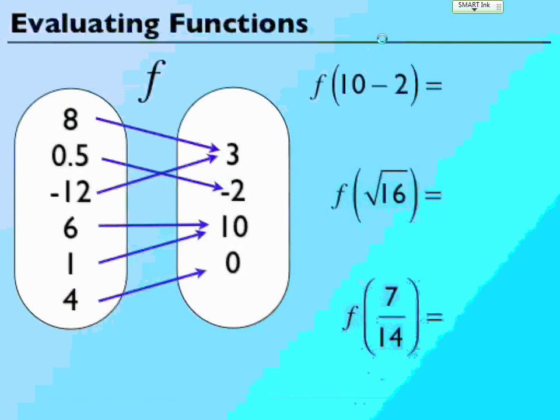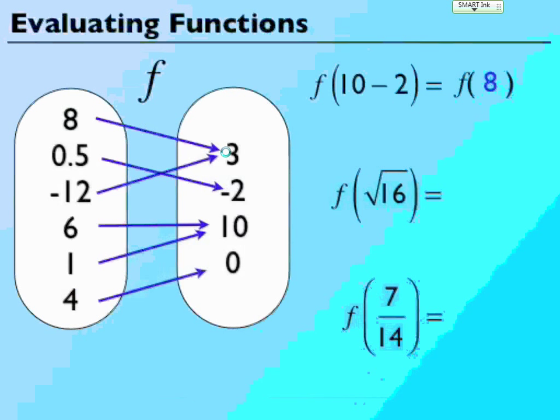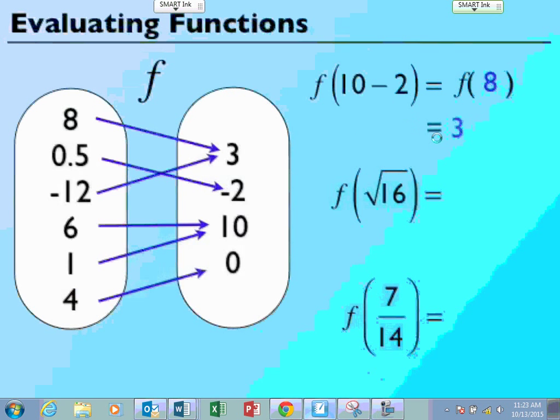Evaluating functions. Okay, this is more review of lesson 2 right here. So we've got f of 10 minus 2. So let's just, what is this inside equivalent to? 10 minus 2 is the same as 8. So this thing is the same as f of 8, which we go over here and look in our chart. 8 goes to 3, so f of 8 is 3.